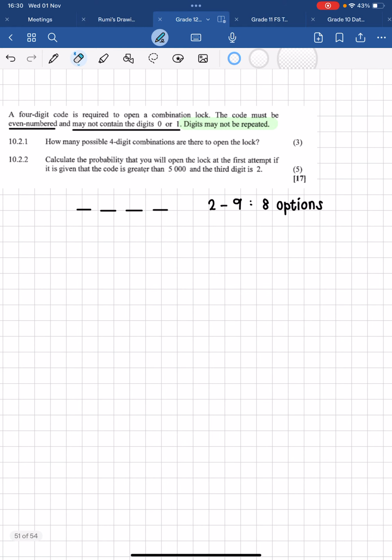10.2.1. How many possible 4-digit combinations are there to open the lock? So that is the first question. Let me actually number it here, 10.2.1. So now they're saying if we take all of these restrictions into account, how many possible combinations are there to open up this lock? How many codes could we possibly try out? How many codes could we create?